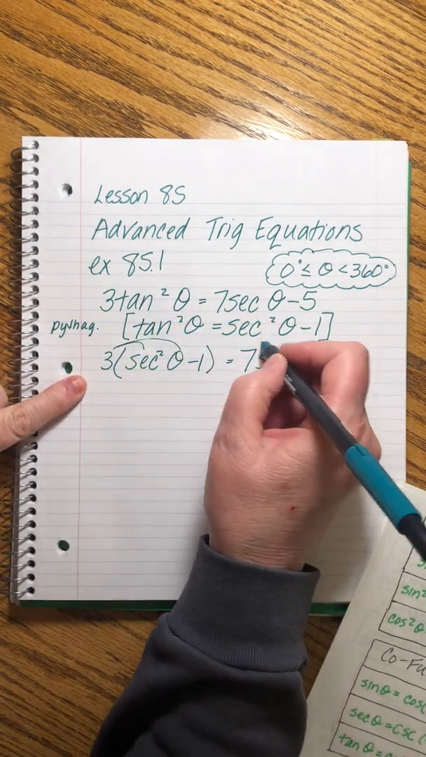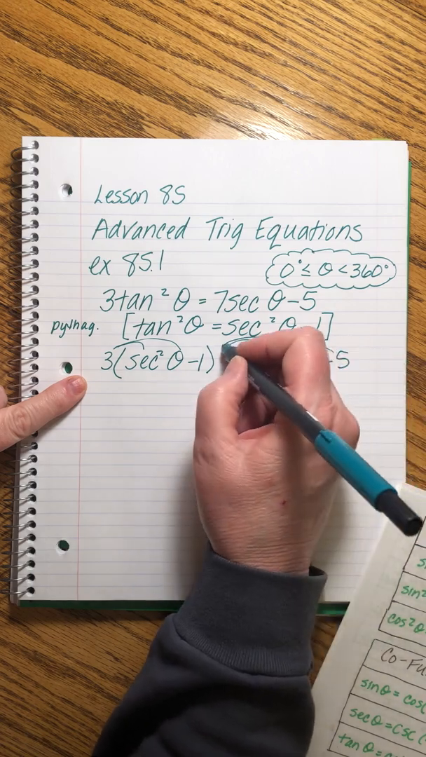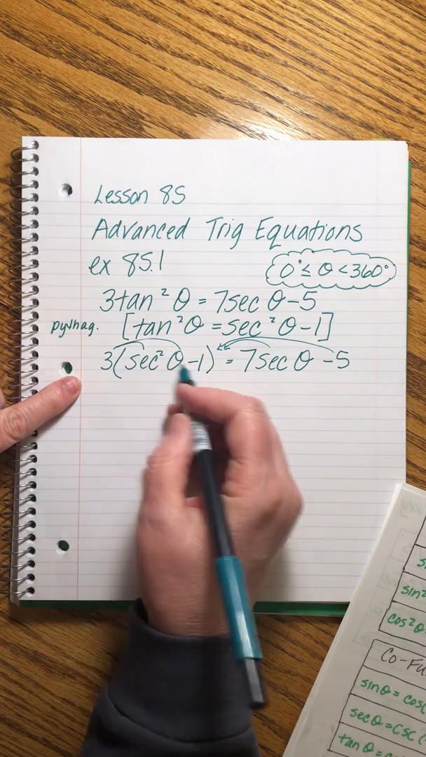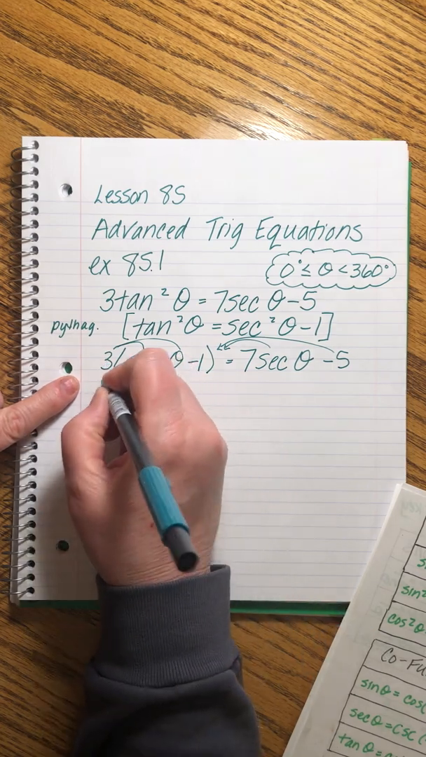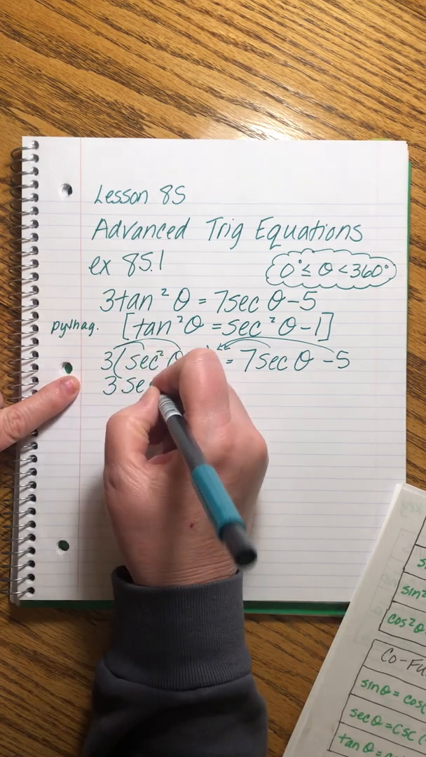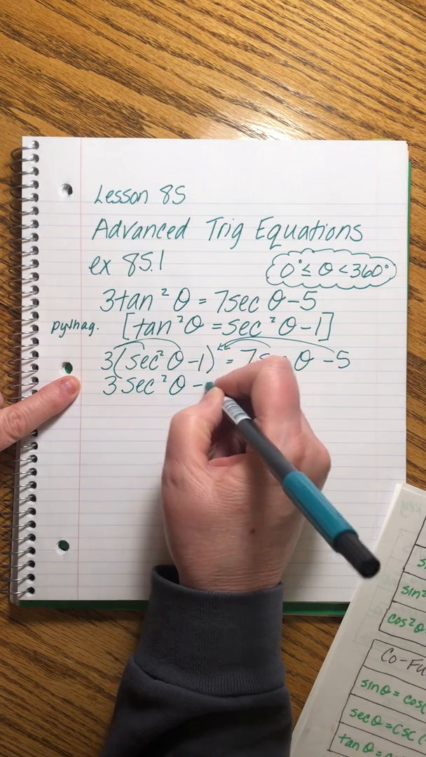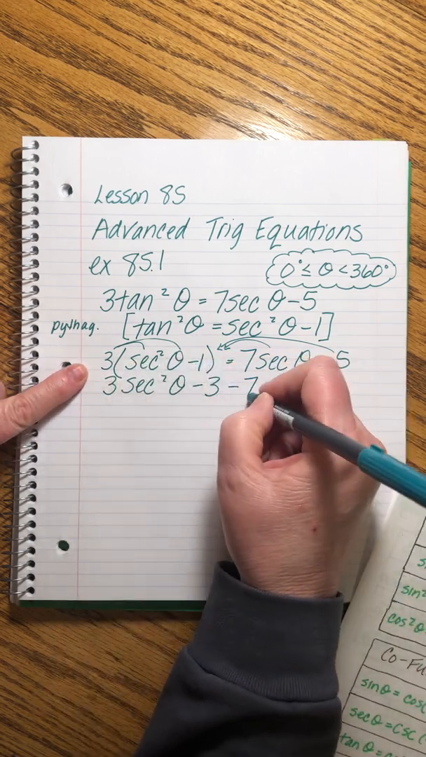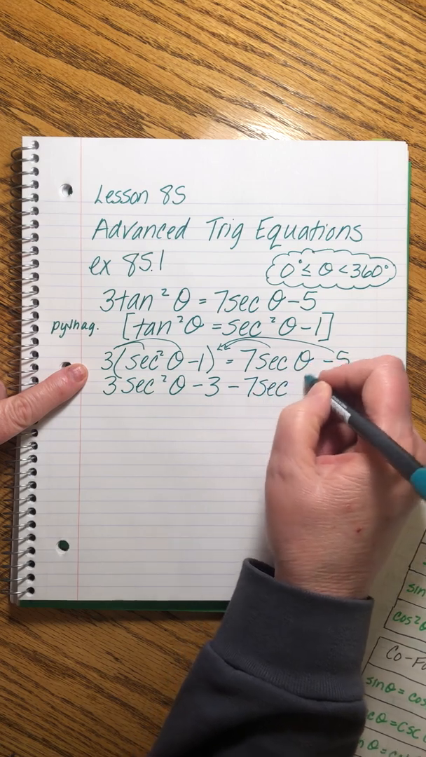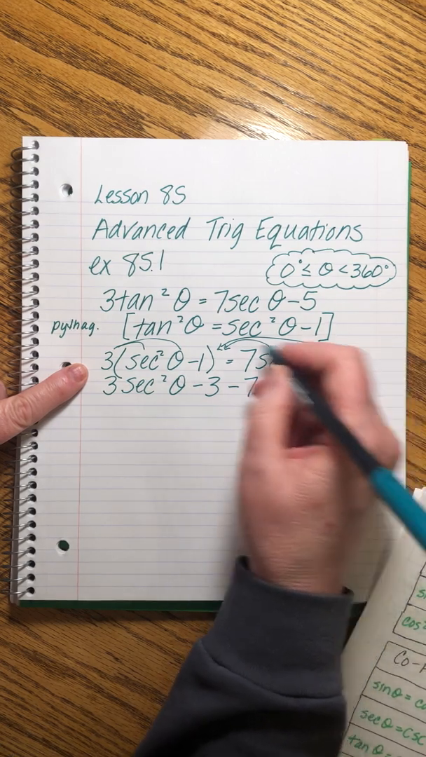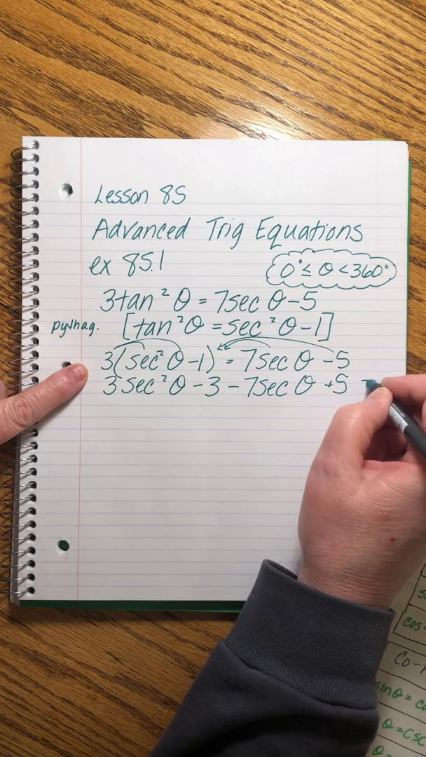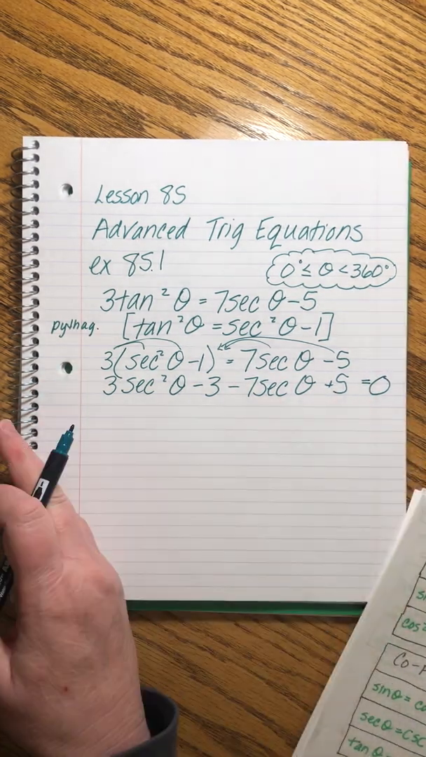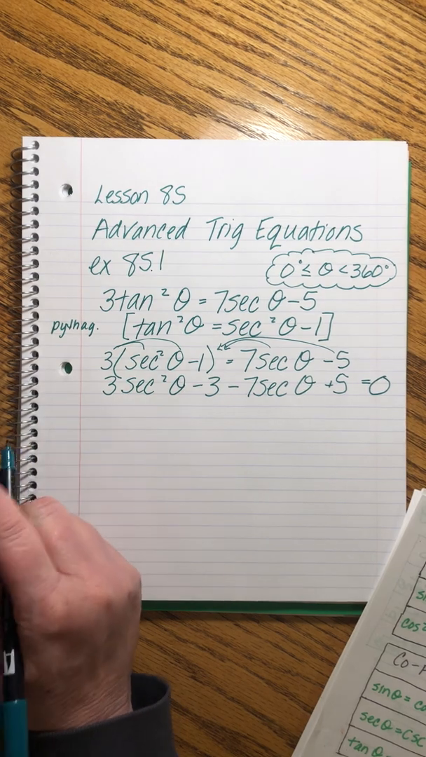Okay, now I'm going to distribute this. And I'm going to bring these guys over because I want everybody on the left side. So it's going to be 3 secant squared theta minus 3, right? That's the second part, minus 7 times the secant of theta, and then this will be plus 5 equals 0.